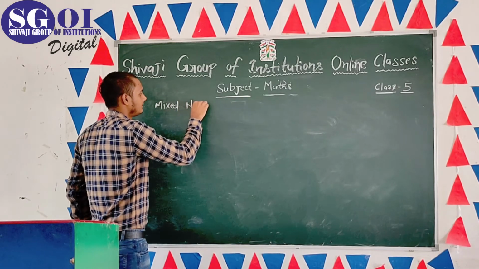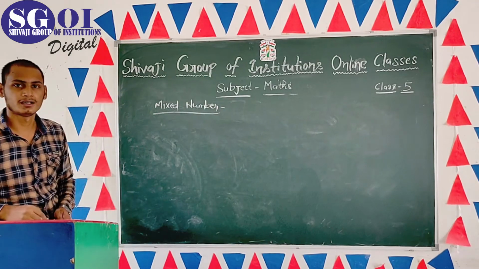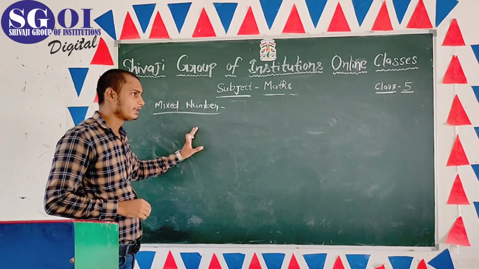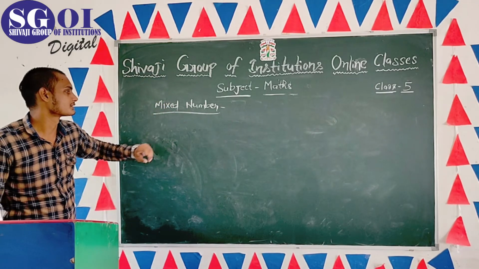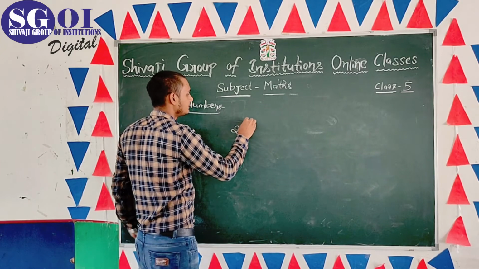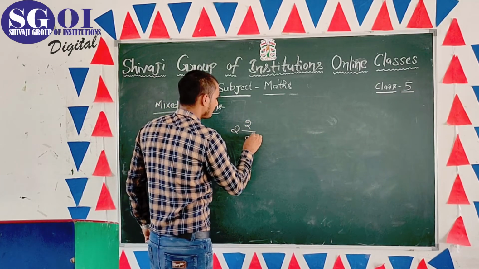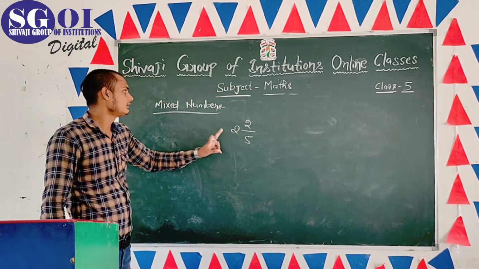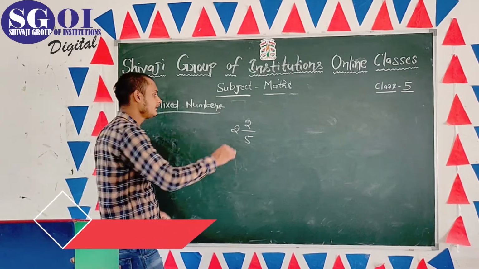Mixed number. The combination of a whole number and a proper fraction is called a mixed number. Okay students, a combination of a whole number and a proper fraction is called a mixed number. This is a mixed number.